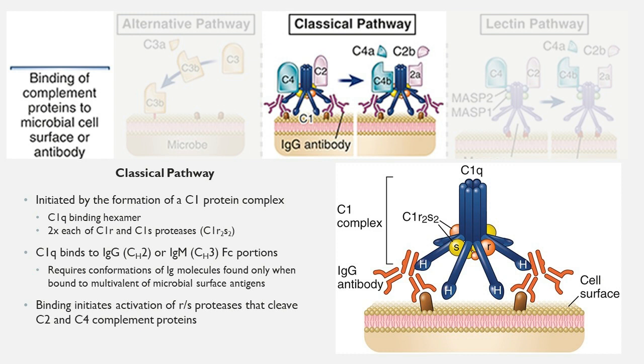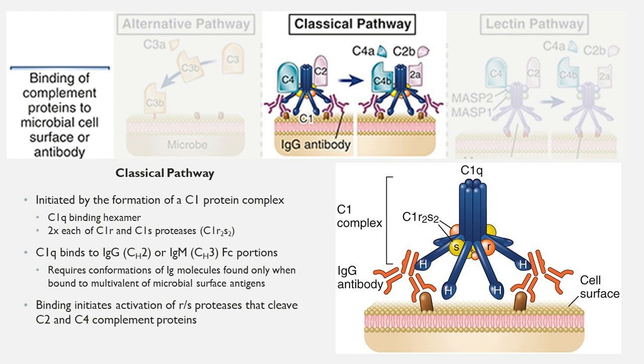And it's all initiated by the very first complement protein complex called C1. The C1 complex is a combination of a few different proteins combined together. The C1q is the largest of them, a hexamer protein that within its arm folds has two each of the C1r and C1s proteases. And it's the C1q portion that binds to either IgG at its second heavy chain or IgM at its third heavy chain portion of the Fc part of the antibody.